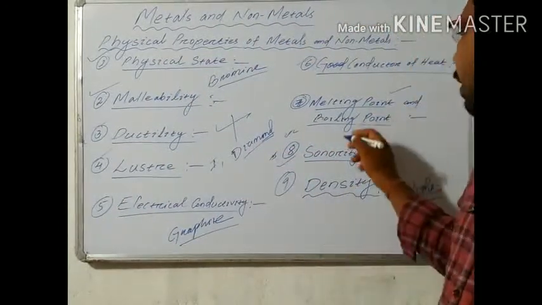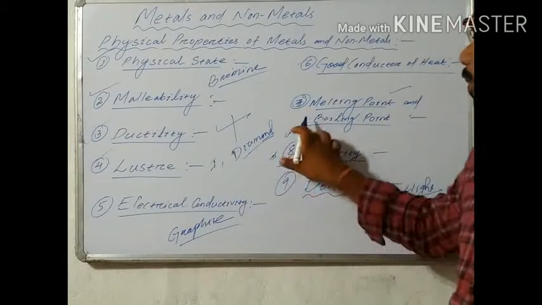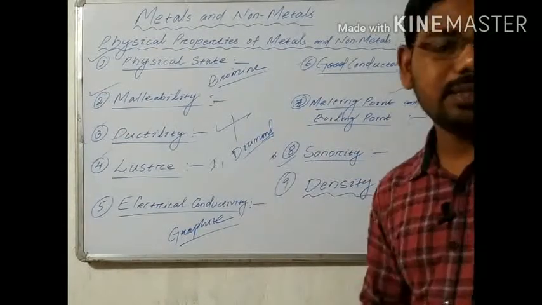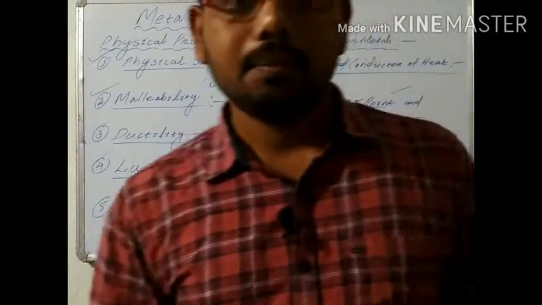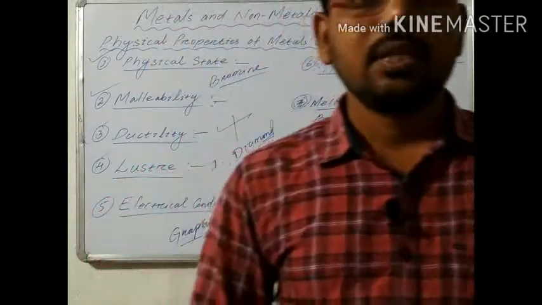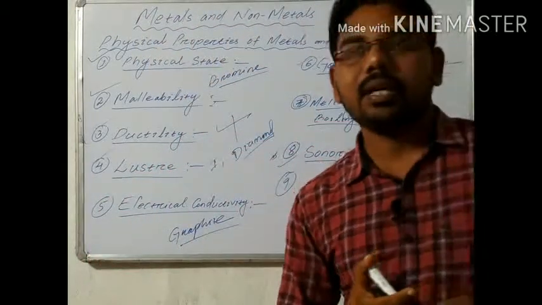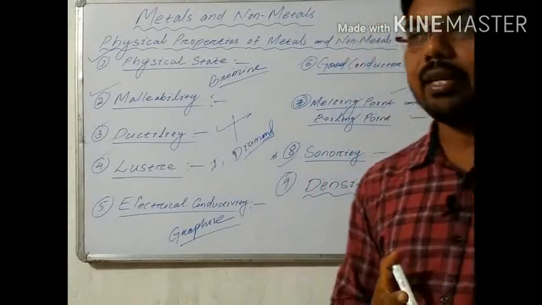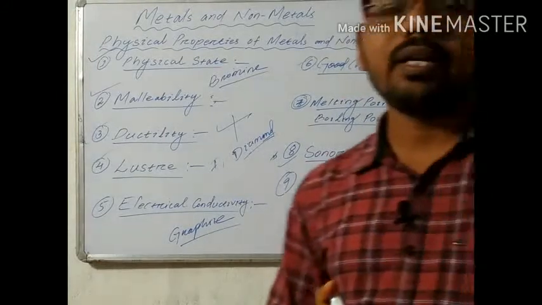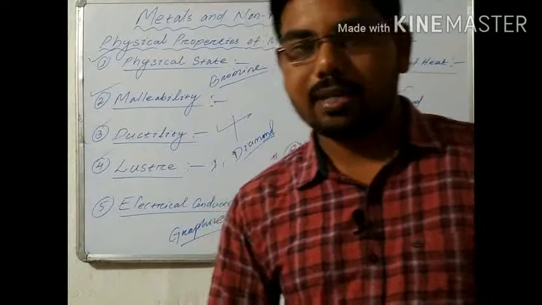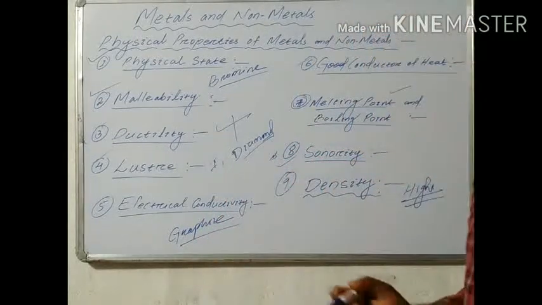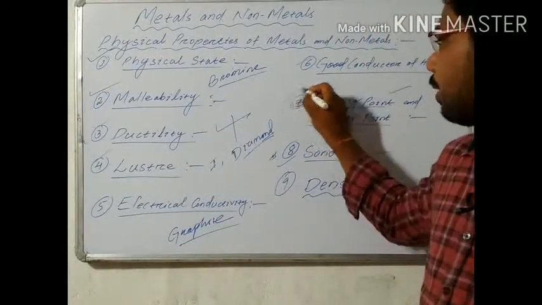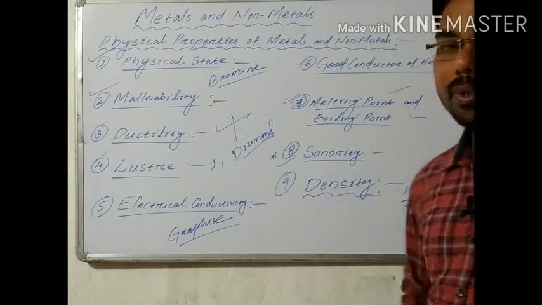Next are the melting and boiling points. The non-metals generally have low melting and boiling points, because non-metals are mainly in the gaseous state, and the force of attraction between the molecules is less as compared to the metals. That's why they have lower melting and boiling points.